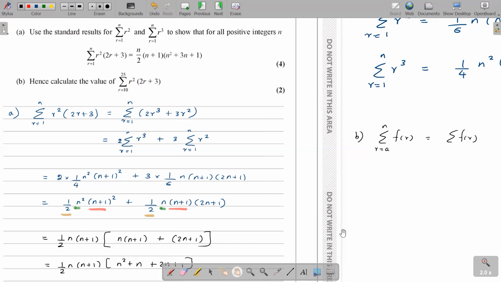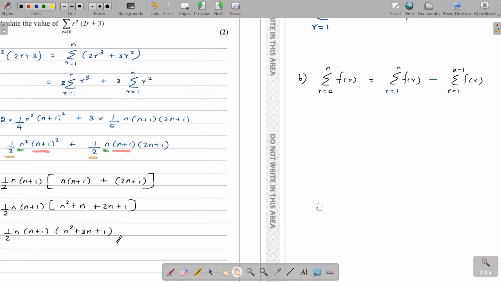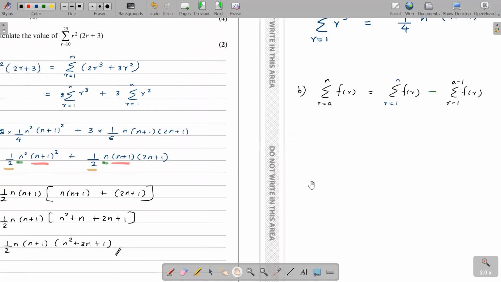So how do we fix this? There's a special rule that we learn. If they give the summation of some f of r from a to n, where a is not 1, then how does it work? We take the summation from 1 to n, the total, the sum of all the terms, and we subtract the summation from where to where? From 1 to a minus 1, 1 below this. Are you with me? So that is the exact rule that we are going to use here.